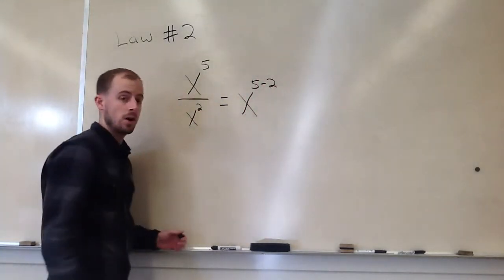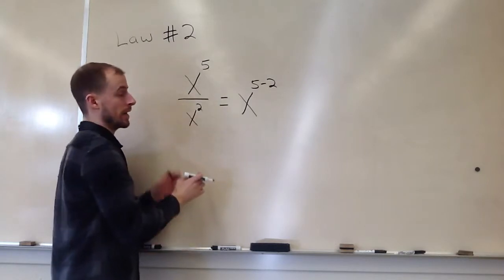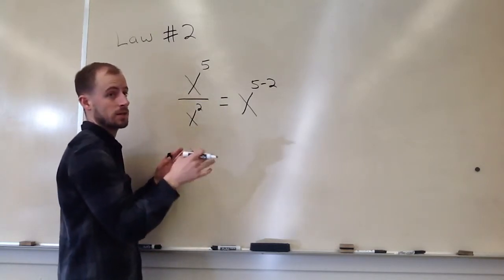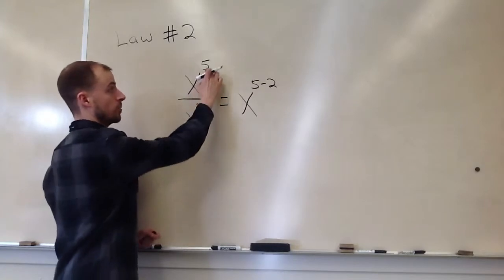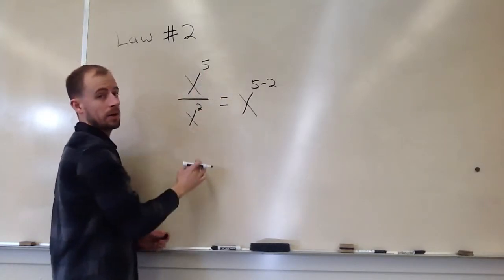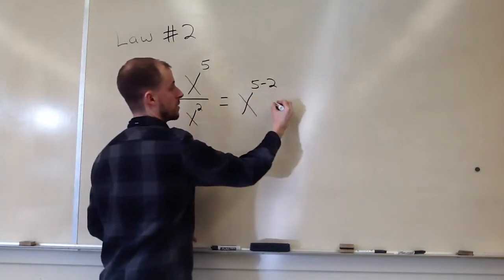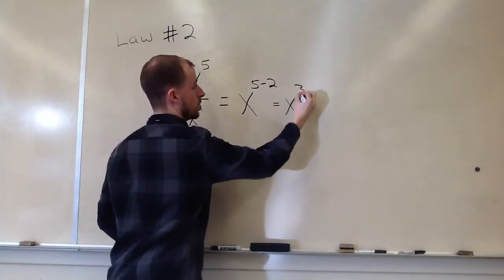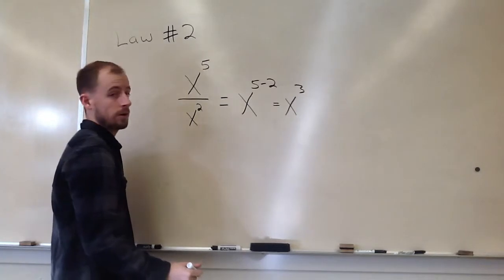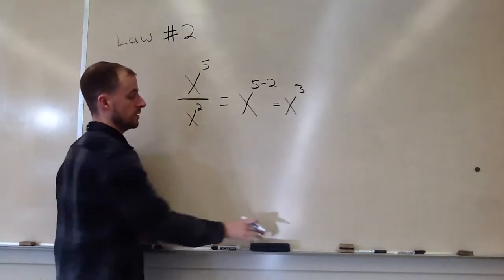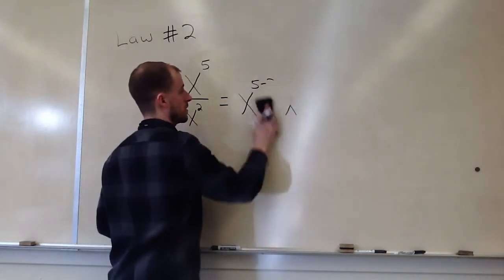So in the last law, we were multiplying same bases. We had x to a power times x to a power. Now we're saying x to a power divided by x to a power. So we're going to subtract them. So that's going to be 5 minus 2, which equals x cubed. All right?